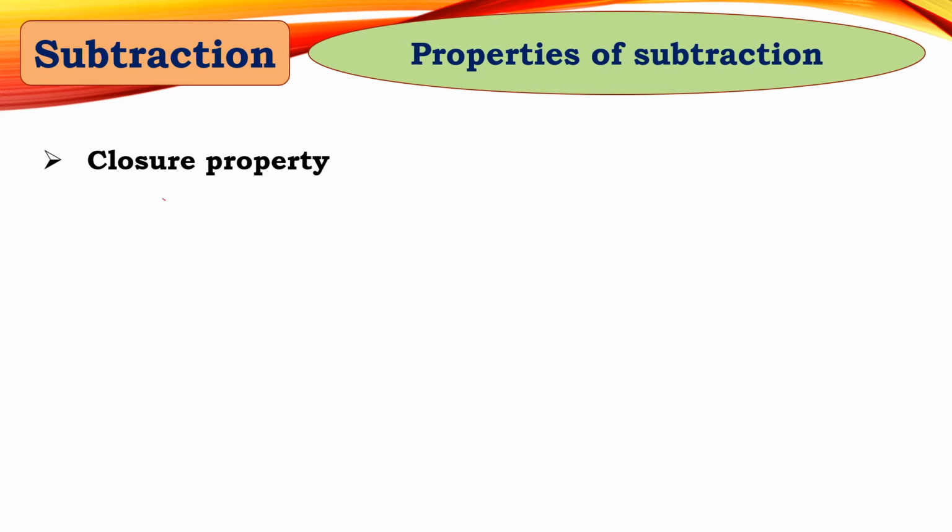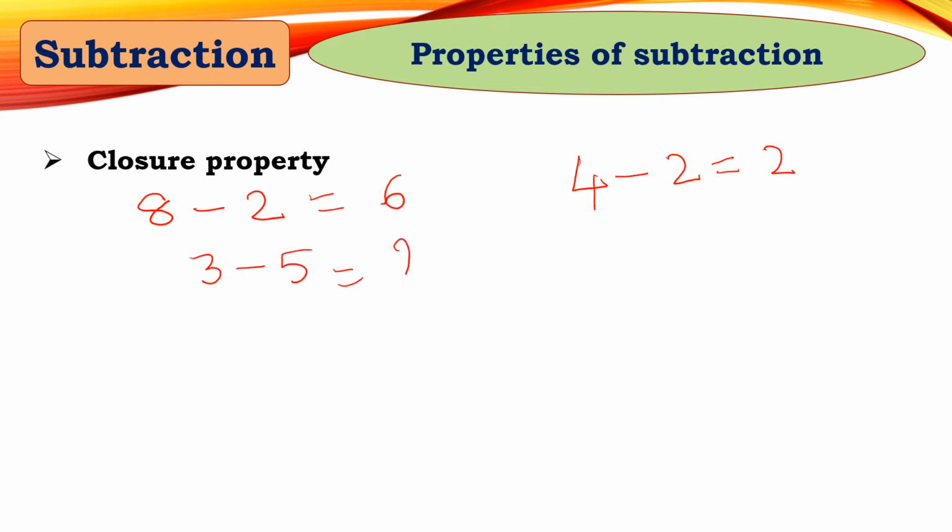Let me take two whole numbers 8 and 2. What do I get if I subtract 2 from 8? I get the result as 6. How about 4 minus 2? I get the answer as 2. If I subtract 5 from 3, what do I get? Do I get a whole number? No. So what do you understand from this?